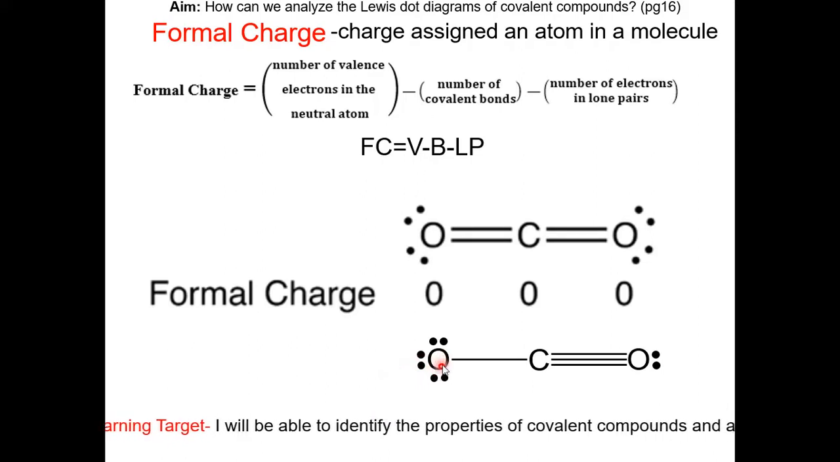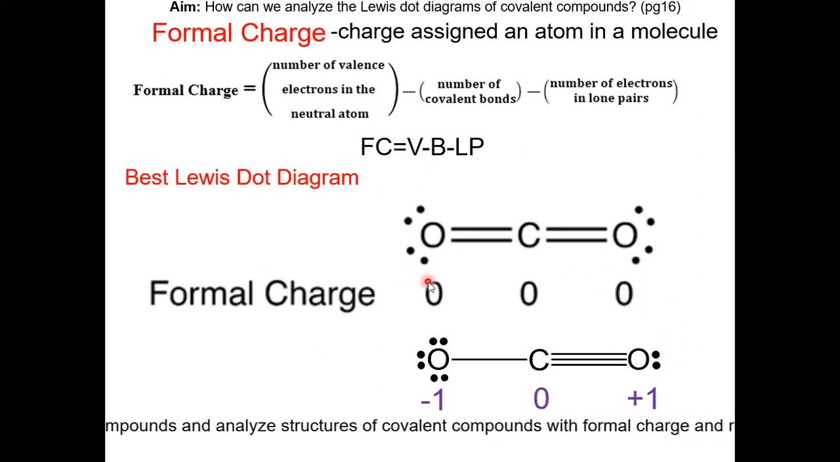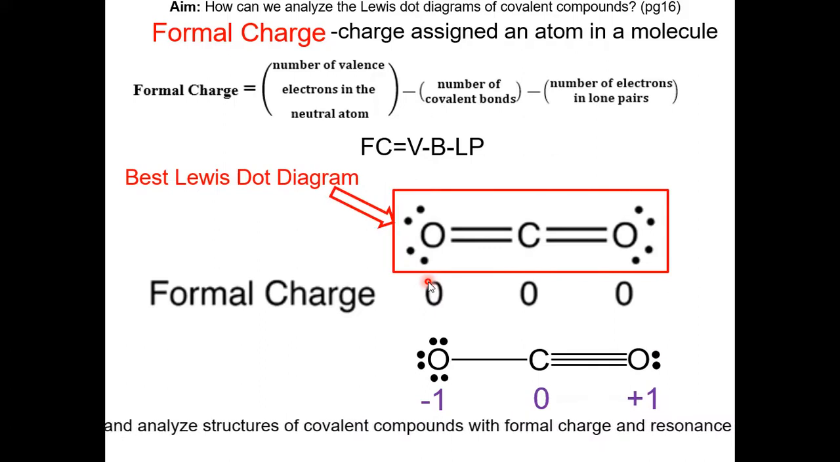This oxygen is 6 minus 1 minus 6. That is -1 formal charge. This carbon is 4 minus 4 minus 0. That's 0. This oxygen will be 6 minus 3 minus 2. That's +1. The total charge of the molecule is still 0, but the first Lewis dot diagram is still better because it has more neutral charges compared to this Lewis dot diagram over here. So this one is the best Lewis dot diagram of carbon dioxide.